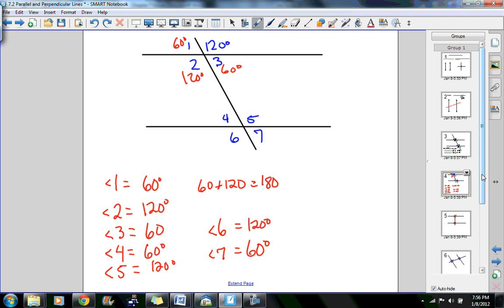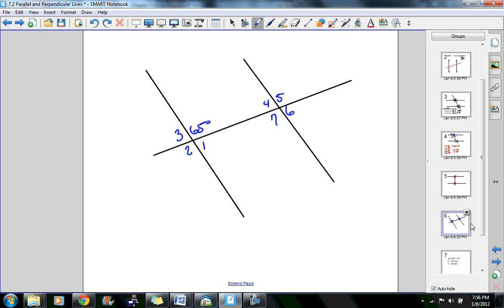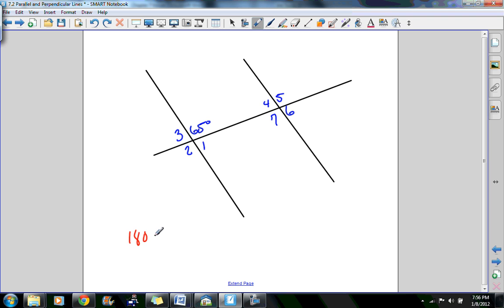Alrighty. Now, let's try one more, and then I'll have you do one. So, this is 65. So we need to figure out what 1 equals here. So we need 180 minus 65, which is 115. So we know that 1 right here is 115 degrees. Well, if we know that's 115, this has to be 65 for the same reasoning. And if that's 65, this has to be 115 for the same reasoning.